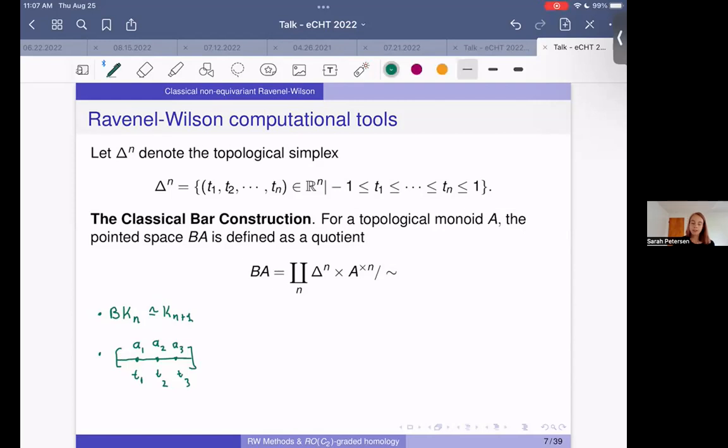And this model is useful because it allows for a very explicit description of the star product. Specifically, if we have some other point in this space, choose a simple one. So maybe we have one with just one point in the simplex and one label. The star product is given by simply overlaying the two intervals. So we then have T1, T2, T4, T3, and the labels all come along as well.